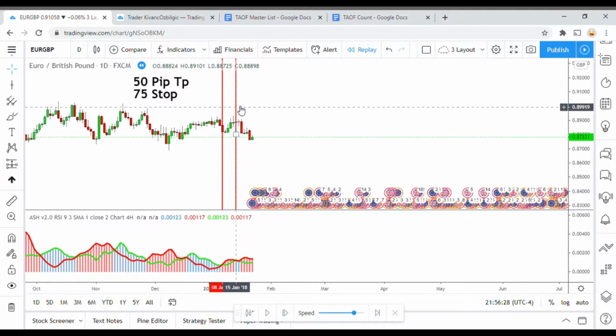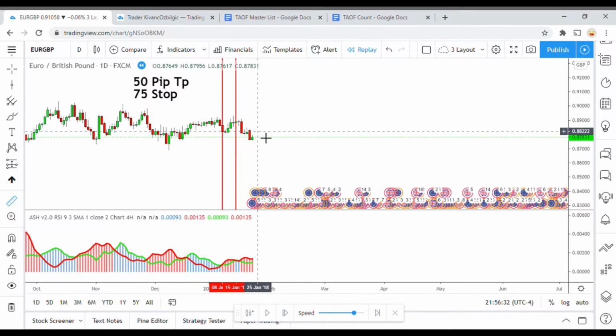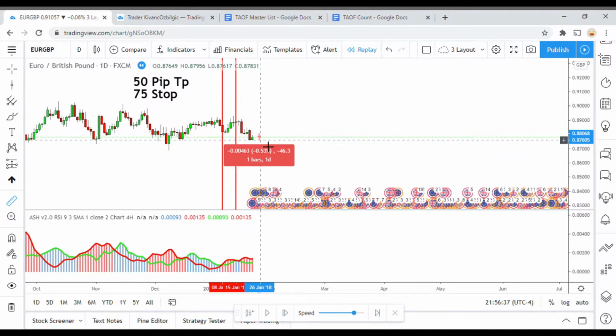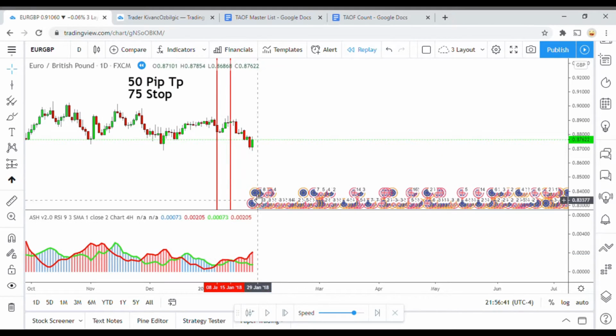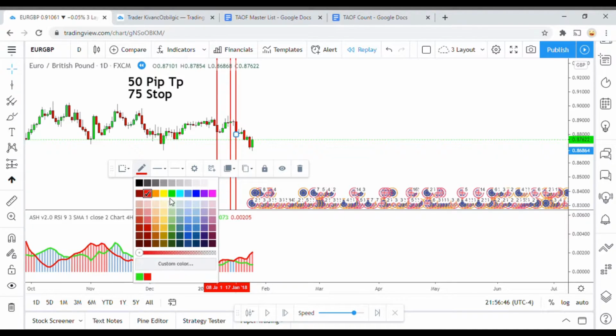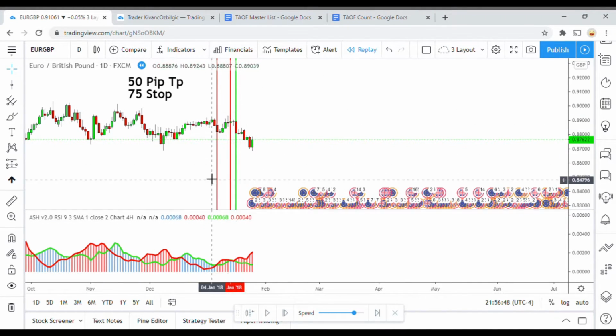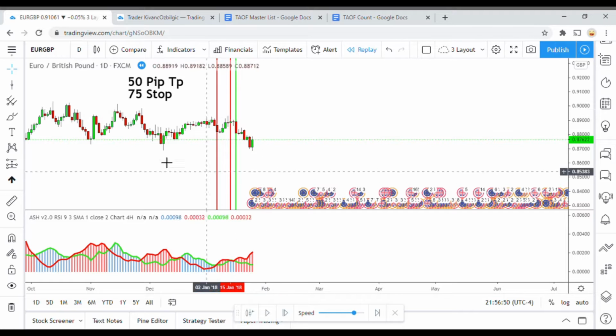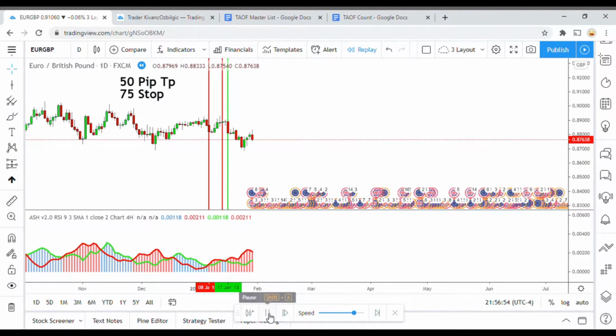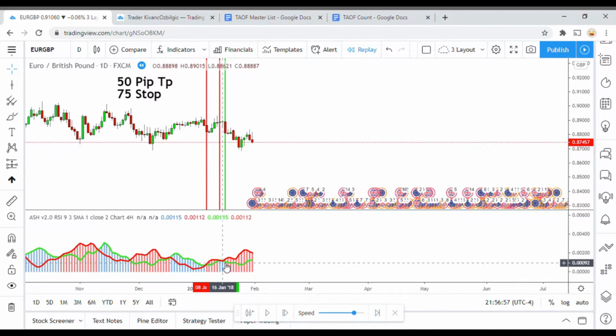Giving us another losing trade there. Then we got a short signal here, and it looks like we may have gotten the first, well, not quite yet. Let's see. There we go. The first winning trade there. All right, so far not amazing, but that's all right.